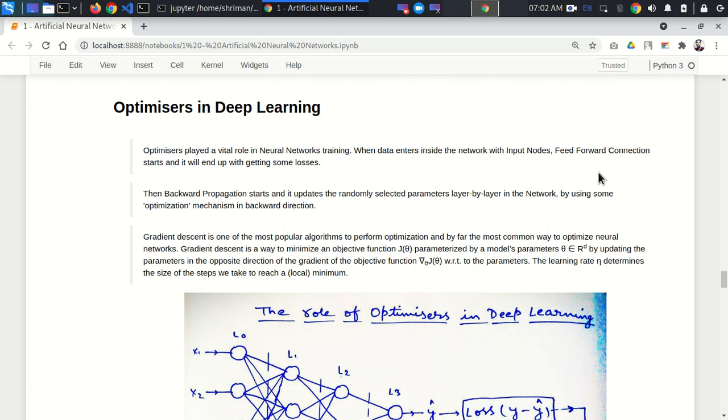discussed some of the vanilla versions of optimizers in deep learning, like SGD, MBGD, BGD, right? So batch gradient descent was there, mini batch gradient descent was there, and SGD was there. These were the vanilla versions of optimizers, and today in this topic I'm going to continue from that particular point.